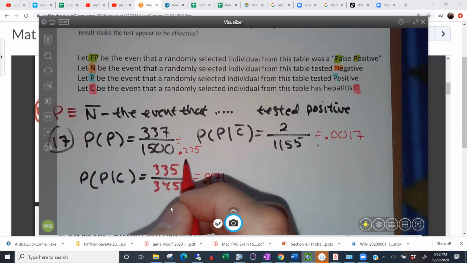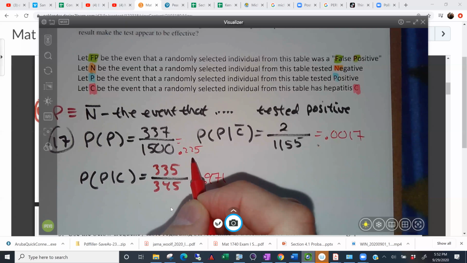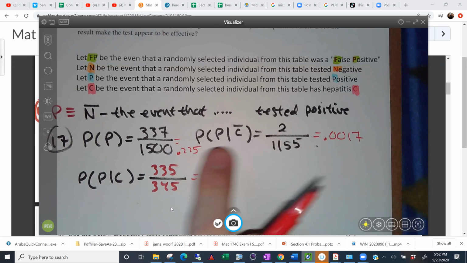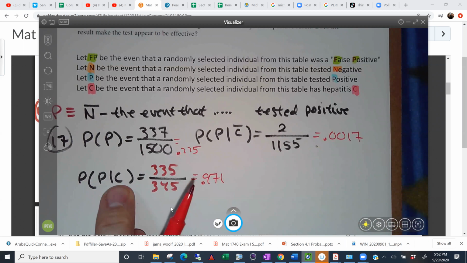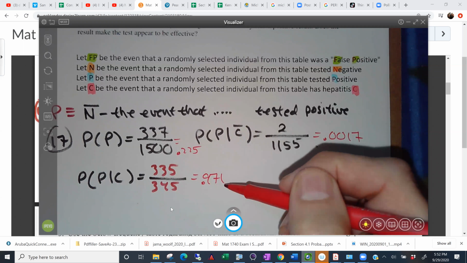Now I point that out because I want you to see something about these probabilities. The initial probability for a positive test was about 22.5%. That's for the whole table. But if I tell you something about whether or not they actually have hepatitis C, that changed this probability, didn't it? If I tell you somebody has hepatitis C, you're going to estimate their probability of a positive test much higher. Look, it jumped from 0.225 to 0.971.